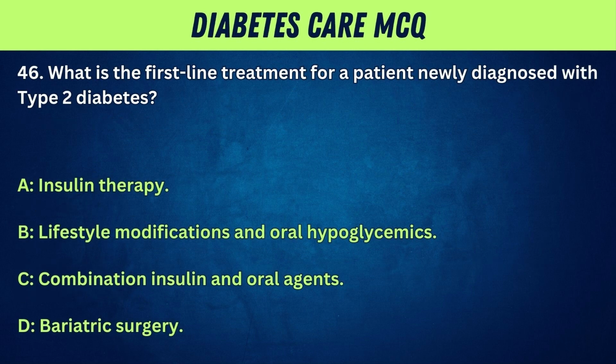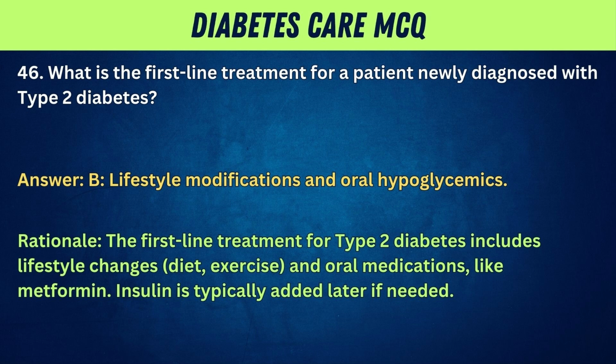46. What is the first-line treatment for a patient newly diagnosed with type 2 diabetes? A. Insulin therapy. B. Lifestyle modifications and oral hypoglycemics. C. Combination insulin and oral agents. D. Bariatric surgery. Answer: B. Lifestyle modifications and oral hypoglycemics. Rationale: the first-line treatment for type 2 diabetes includes lifestyle changes, diet, exercise, and oral medications, like metformin. Insulin is typically added later if needed.